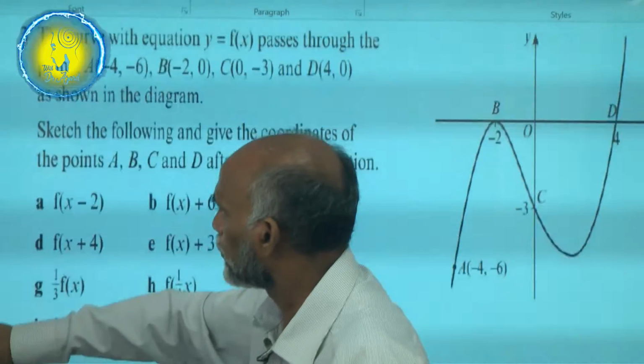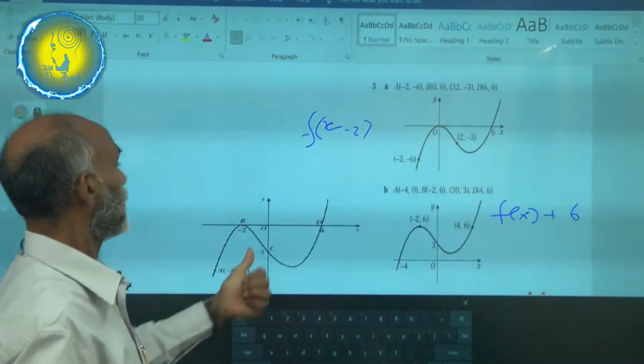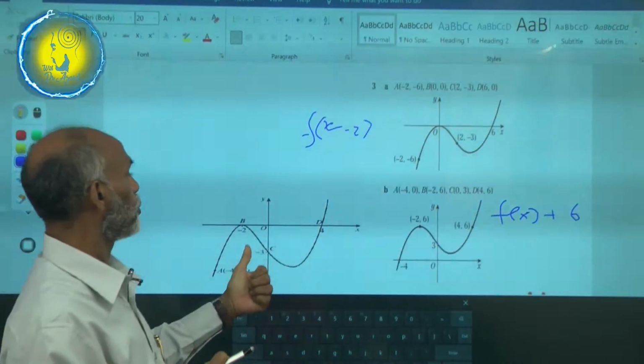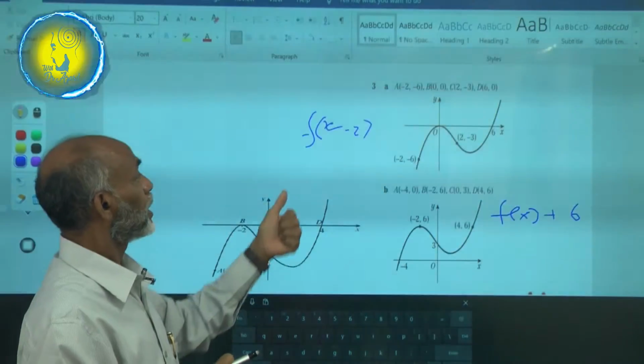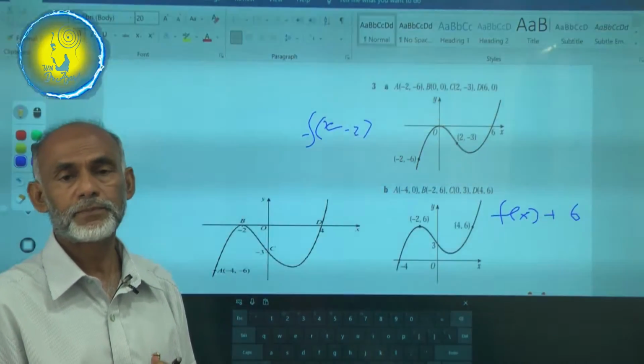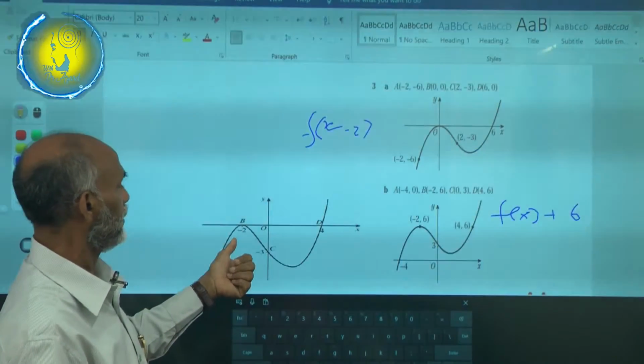Let's go through a few of the examples. Students, now let's start from the first example. Here is the previous example. This is the original curve. How are we going to transform it? If x minus 2, what happens? 2 units are added. So you can see the changes here.